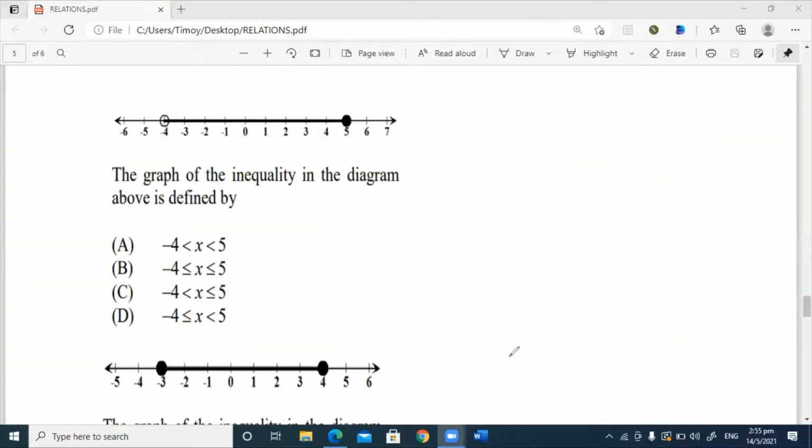All right. So here we are given a number line with an inequality represented on it. It says the graph of the inequality in the diagram above is defined by, what do we know? We have an open circle. So let's put open here. And here, when the circle is shaded, we call it a closed circle. So we're going to put closed here.